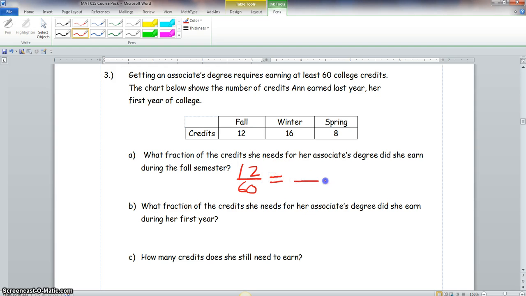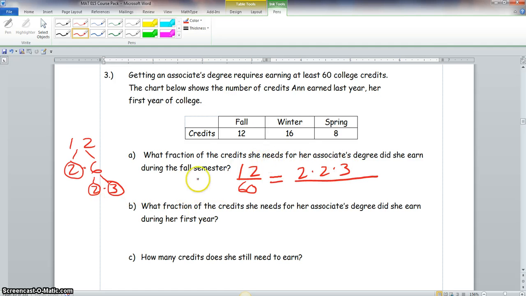So now we need to take the prime factorization of 12 and 60. Now we can start off here. I'll do 12 over here. It's 2 and 6, and then 2 and 3, because we know 2 is prime, and also this 3 is prime. So the prime factorization of 12 is 2 times 2 times 3.